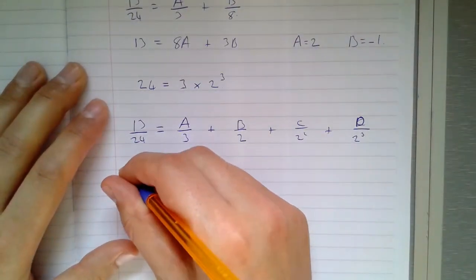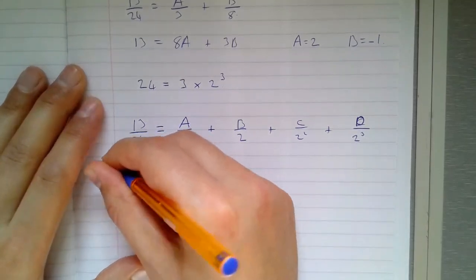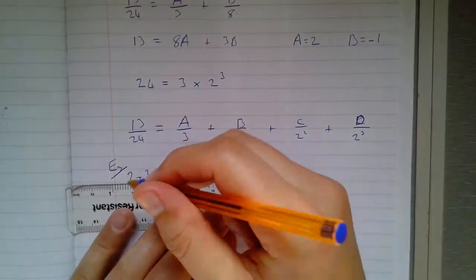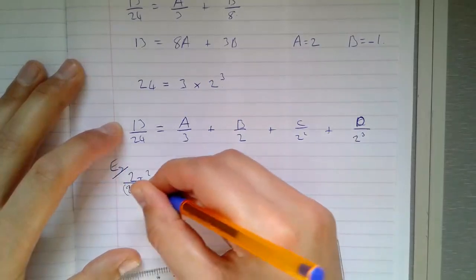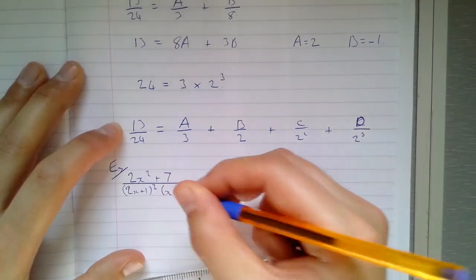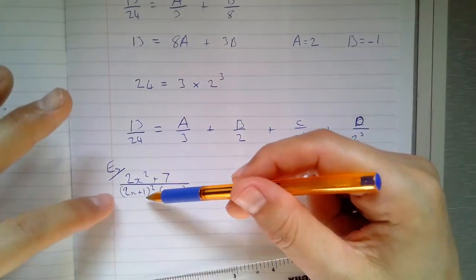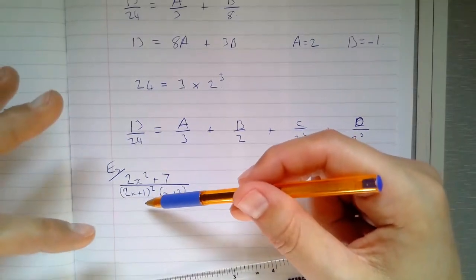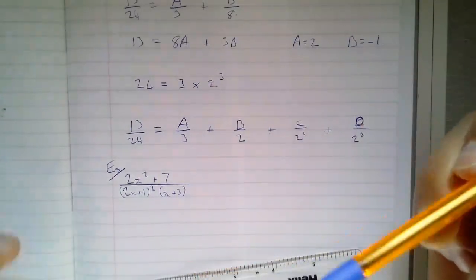So, if I've got 2x squared plus 7, and that's all over, there's my ruler, let's go with 2x plus 1 squared x plus 3. I've got a linear factor here, and I've got what we call a repeated linear factor here. 2x plus 1 is repeated. It's not just 2x plus 1, it's 2x plus 1 squared. If it's 2x plus 1 cubed, similar to this situation, then I would have the cubed option as well.